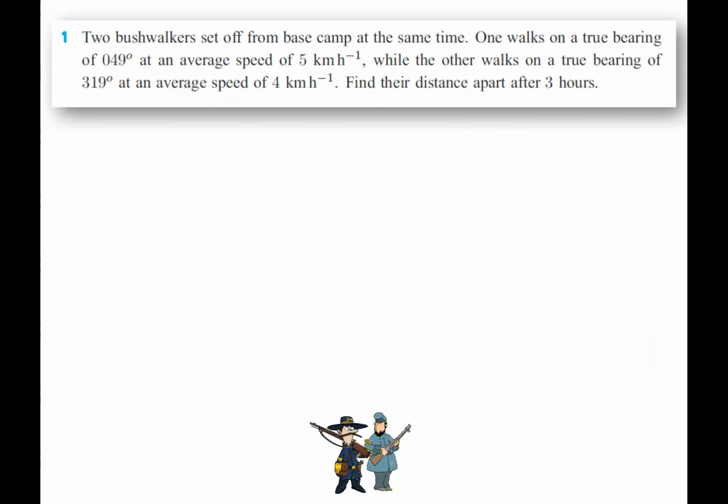Okay, now, here's a couple questions I want you to try. 3 questions, actually. You can read that for yourself. The bushwhackers, these are the old army guys that would set off and explore, reconnaissance work. And we've got a question there about them heading off in a certain direction at a certain speed. And another guy's doing the same thing, and we've got to work out where they are in relation to each other after some time.